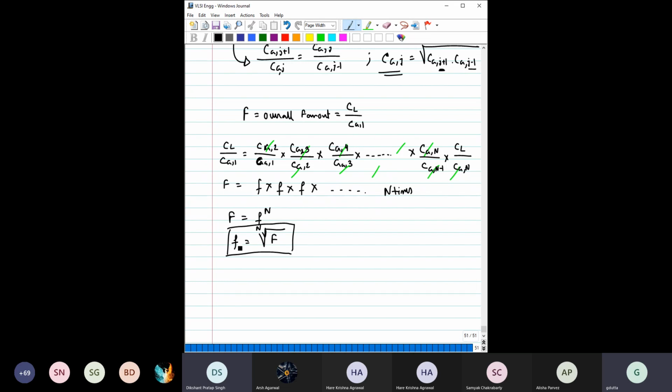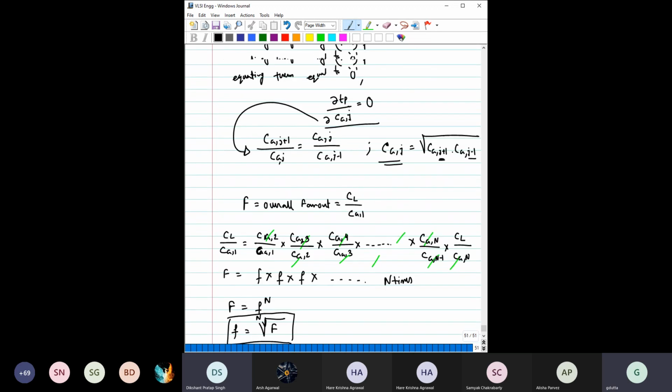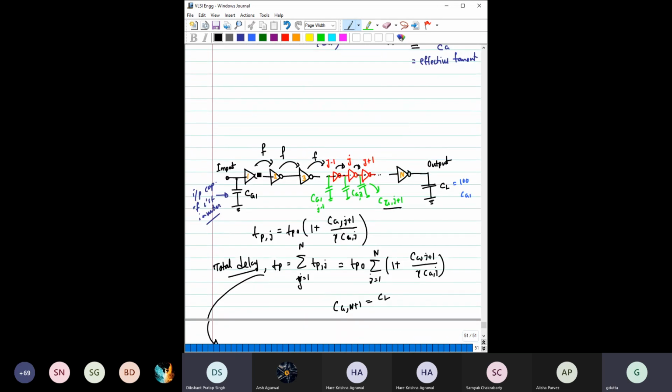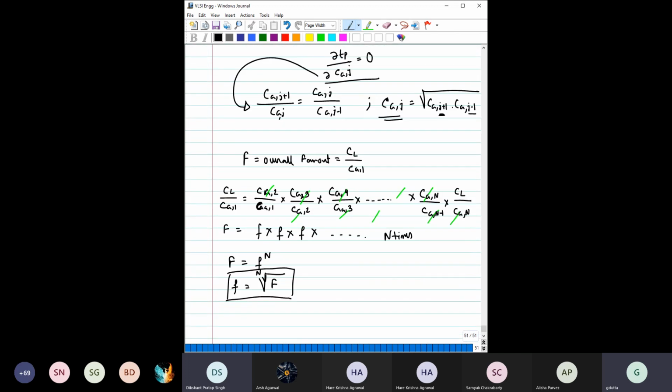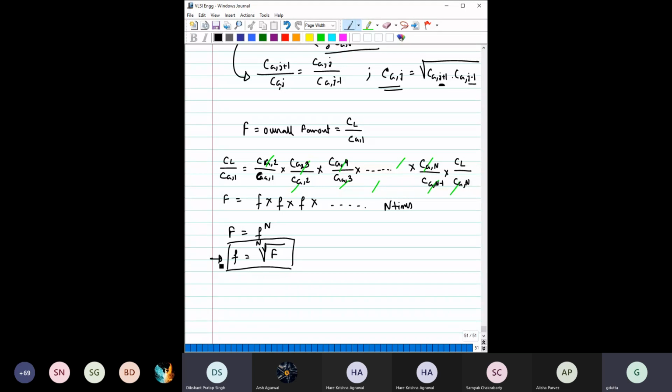So you understand what this f is? f is that individual scaling, from this inverter to the next inverter, from this to this, from this to this. And if you multiply all these f, that should be equal to the capital F, which is the overall fan out, that is, CL, the external capacitance, by this capacitance. So if you know that, you know now the value of f for scaling factor, if you know the value of n.